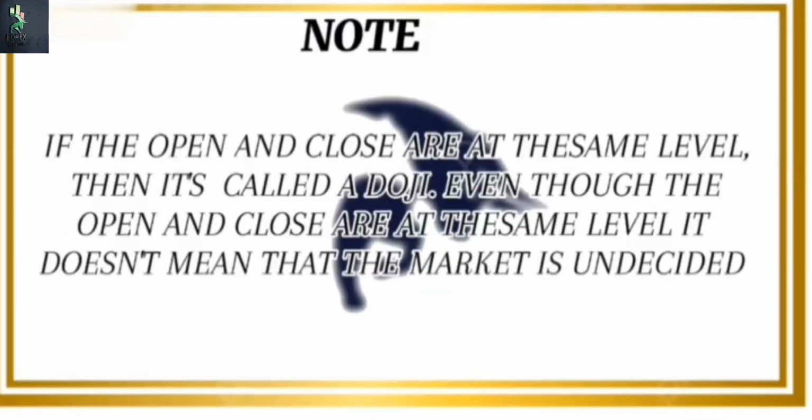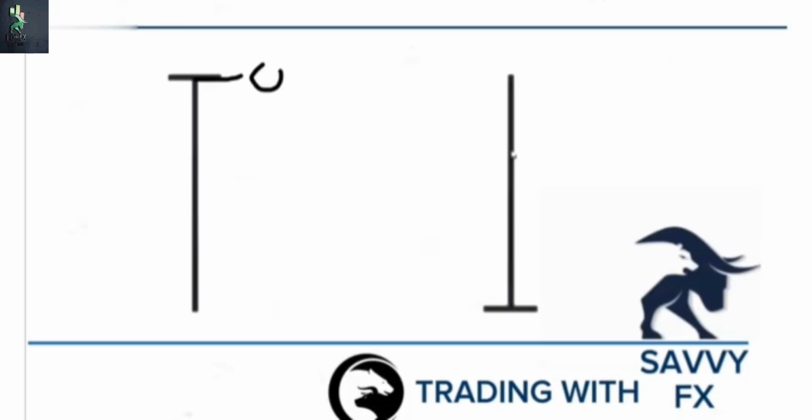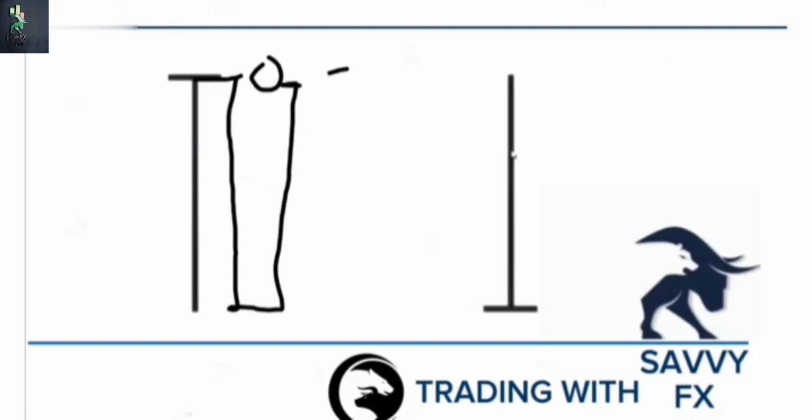Note this. In any given candlestick, if the open and close are at the same level, then it's called a doji. Even though the open and close are at the same level, it doesn't mean that the market is undecided. Here's why. At one point, sellers were in control, pushing the price down, but buyers came in and pushed the price back up, closing at the same level as the open. This shows strength and a rejection of lower prices.